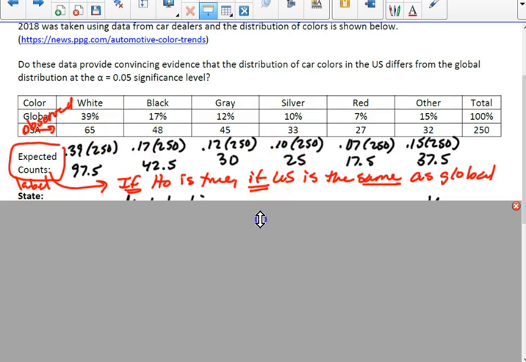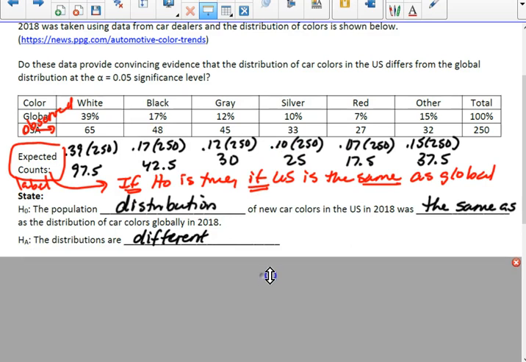And I guess I'm getting the cart before the horse a little bit, so let's actually look at the null and alternate hypothesis. So the null hypothesis is that the population distribution of new car colors in the U.S. in 2018 was the same as the distribution of car colors globally. The alternate is that they are different.